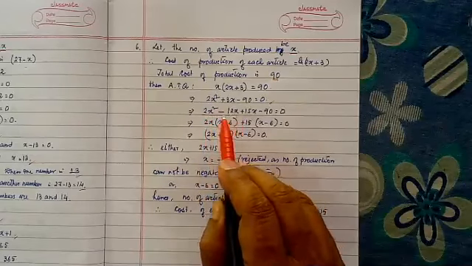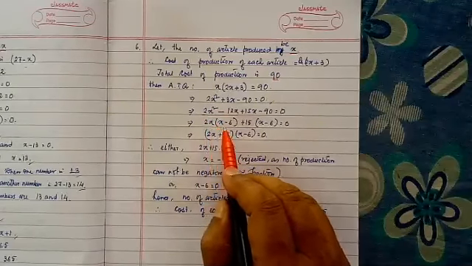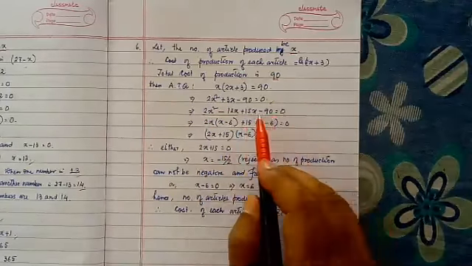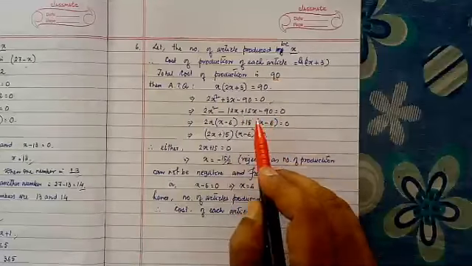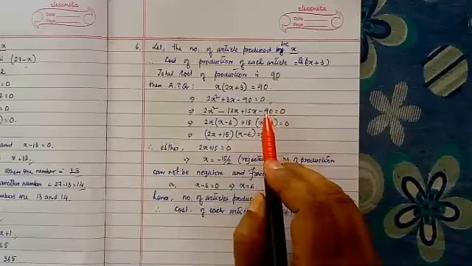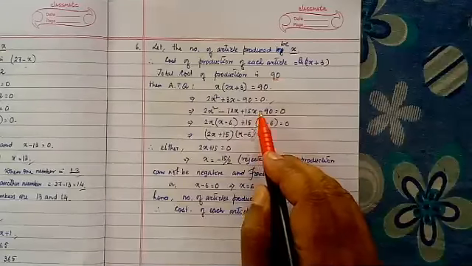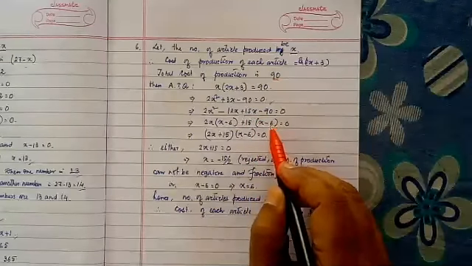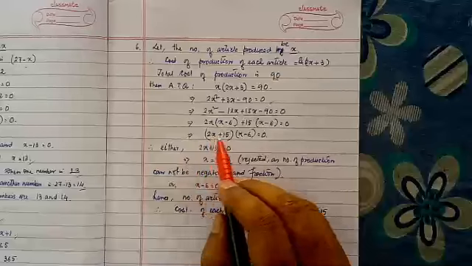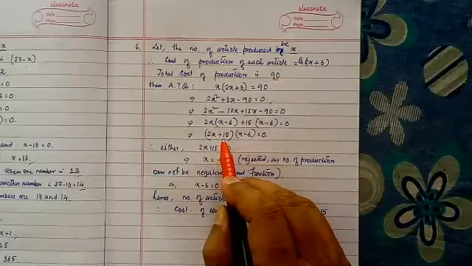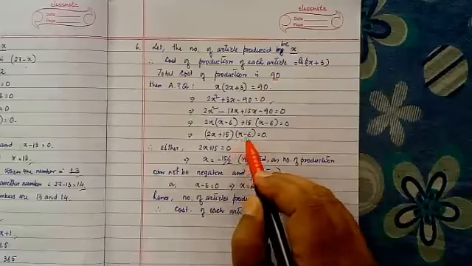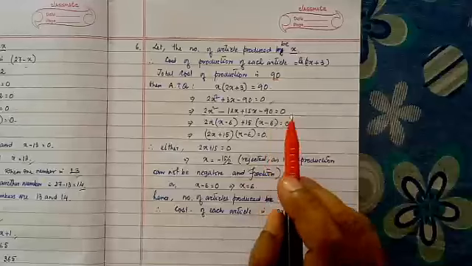Now from the first two terms, what is common? 2x is common, so x minus 6, plus from the last two terms, 15 is common, so 15 into x minus 6 gives 90. So the two factors are 2x plus 15 and x minus 6 is equal to 0.